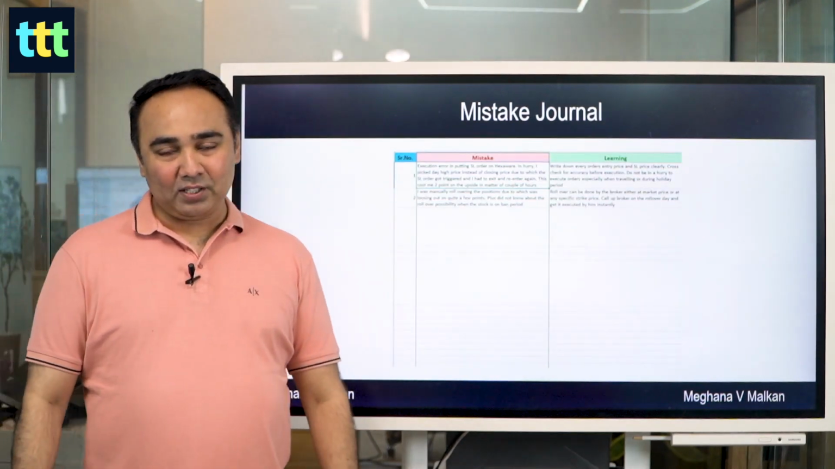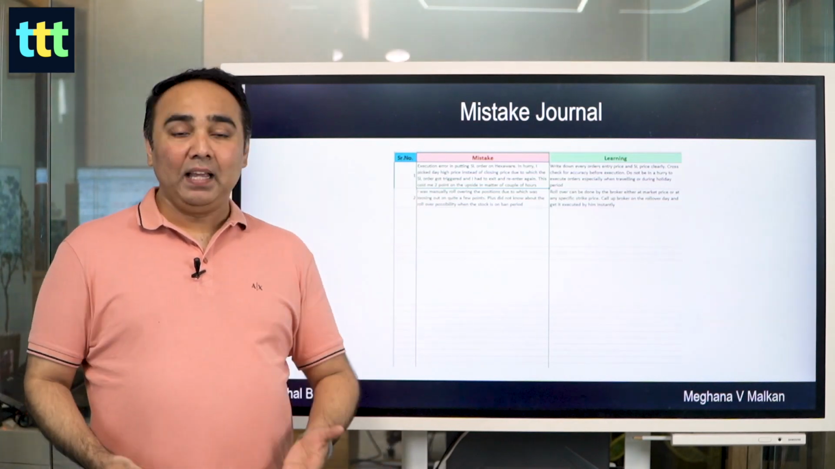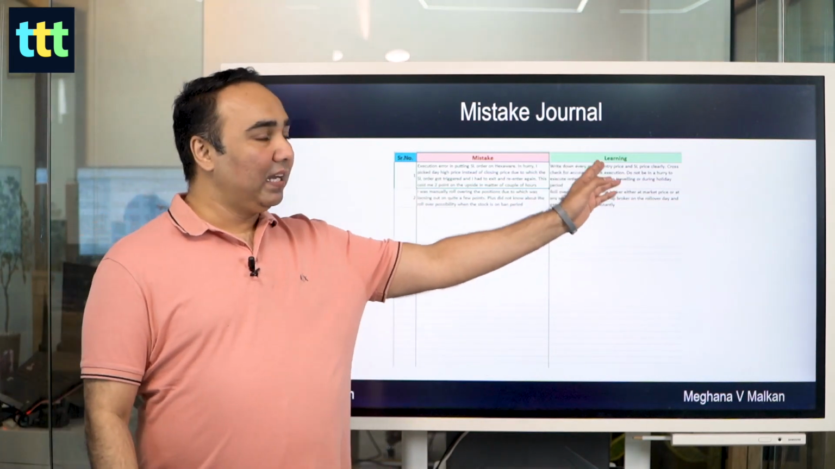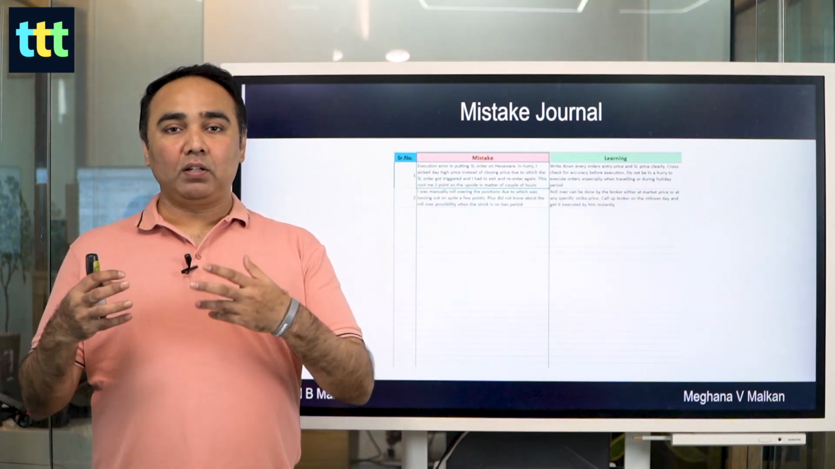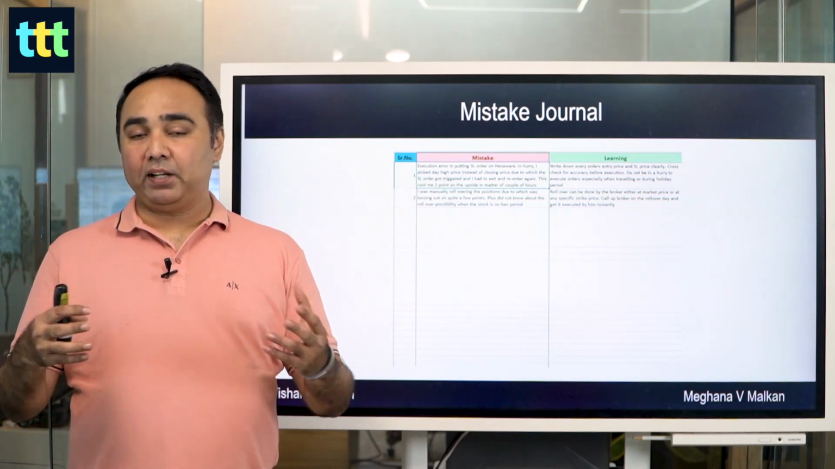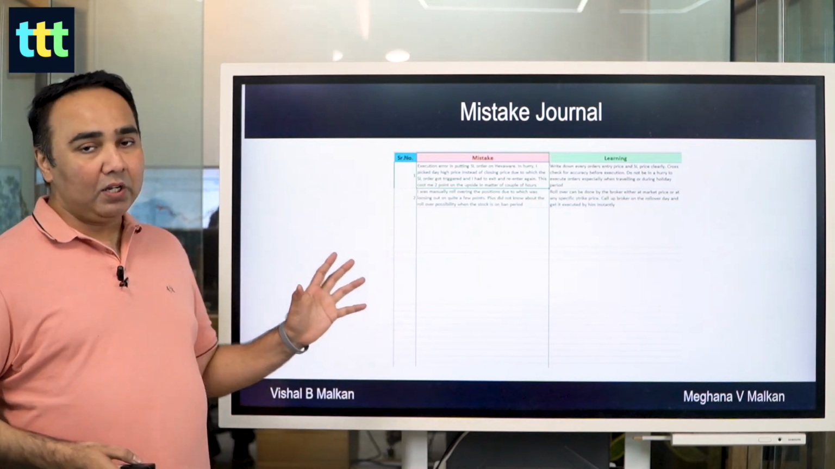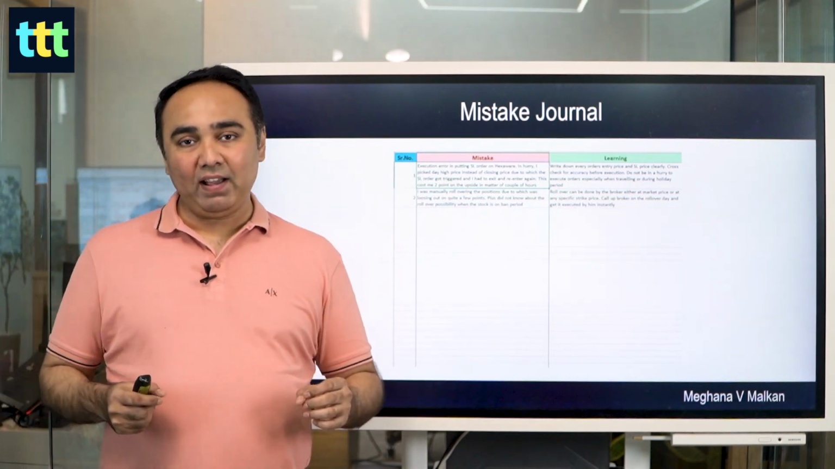Then the last, of course, what was the mistake I did in this particular trade or each trade, and what are the learnings in this trade? What could I have learned from this particular week of trading or particular type of trading or particular system of trading, right? So this all together makes a very, very good journal.